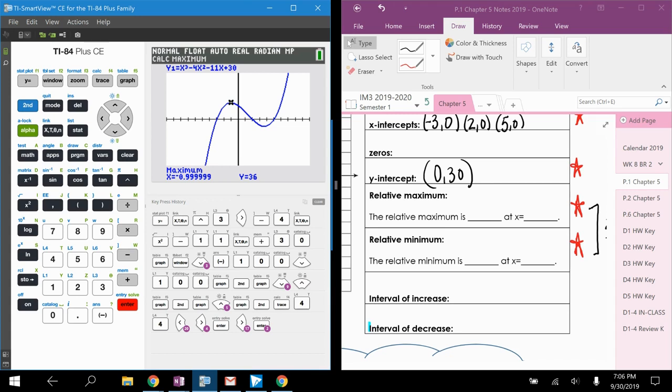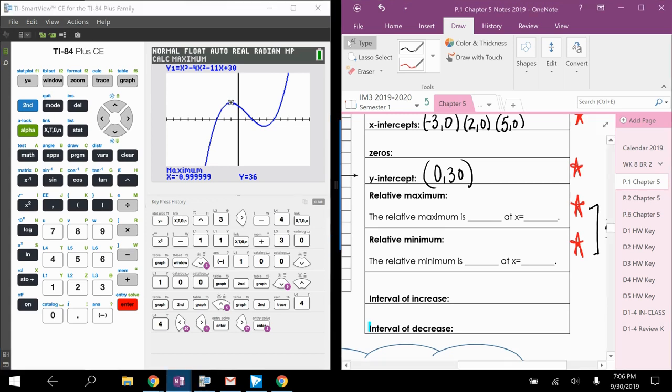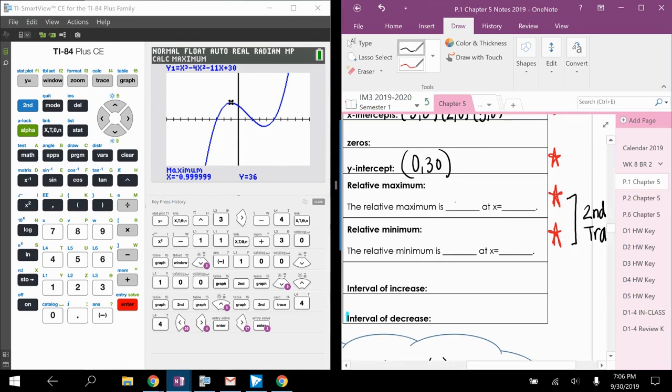And there you go. So your maximum is at negative 0.999. Okay, I'm going to round that just to 1. So I have negative 1, 36. That's our relative max. So the relative max statement, the max value, the relative max of this cubic function is at 36 when x is equal to negative 1. We've done this a lot last chapter. You're using that max point to help you out here.